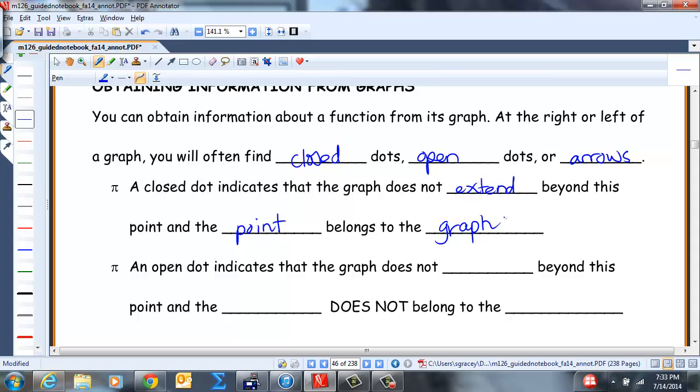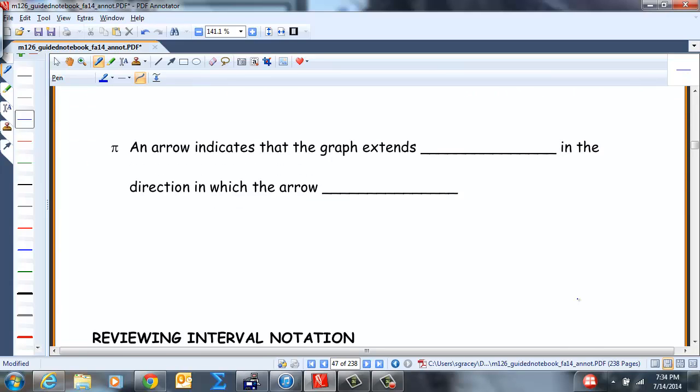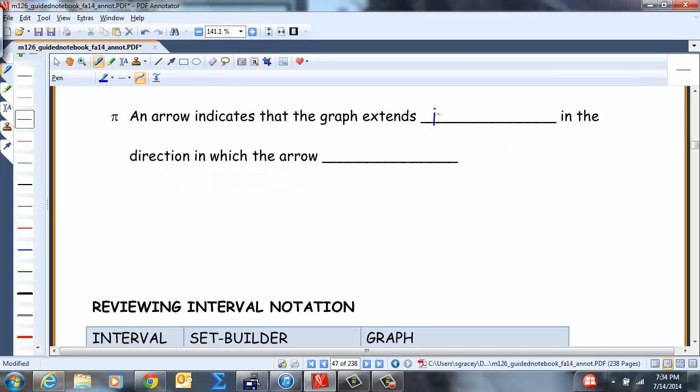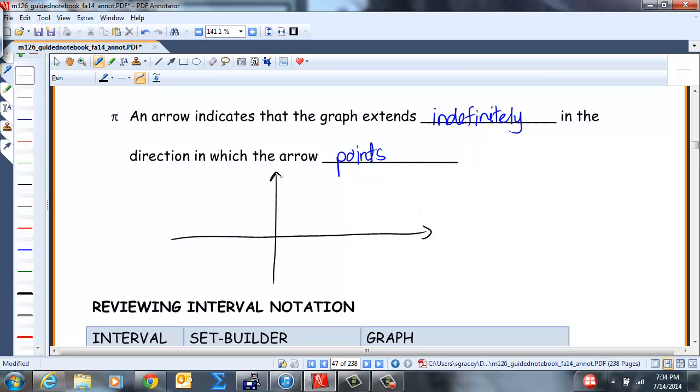An open dot indicates that the graph does not extend beyond this point, and the point does not belong to the graph. It goes just up to the point, but the point itself is not part of the graph. And then an arrow indicates that the graph extends indefinitely in the direction in which the arrow points. So if we were to draw a little picture of a graph just to get a feel for domain and range.